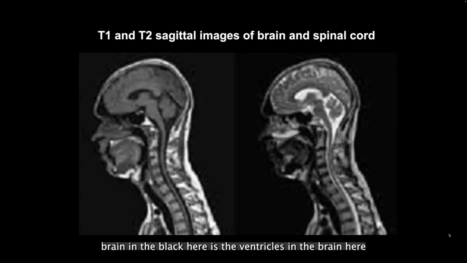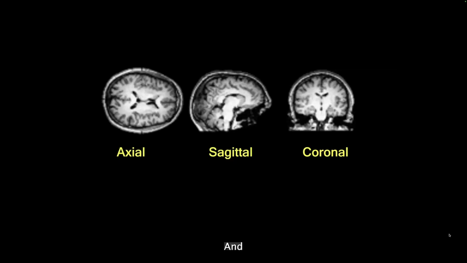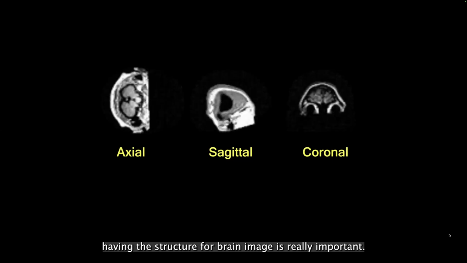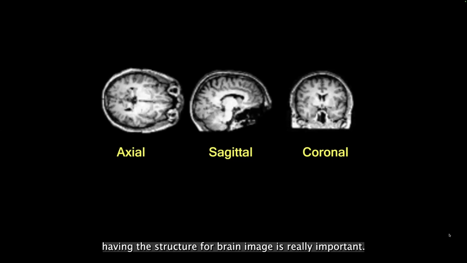And you see the brain, and the black here is the ventricles, and the brain here, and the white is the ventricles. And I won't get into the differences of T1 and T2, but the point is these are just images. They don't tell us anything about brain function. And having the structure for brain images is really important.